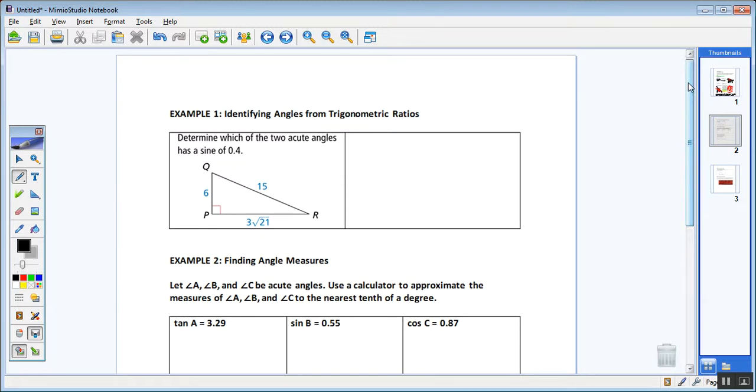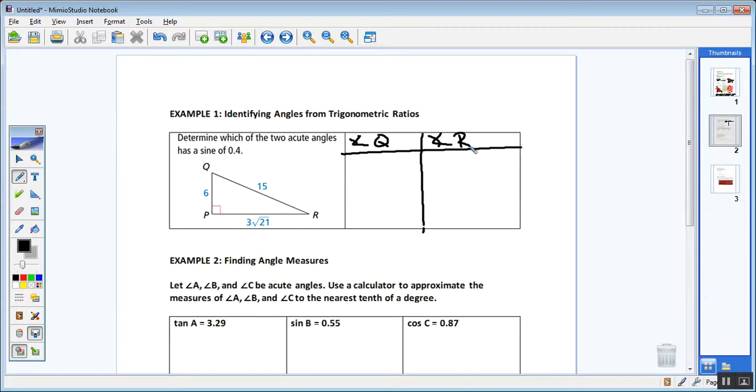Ooh, identifying angles from trig functions. All right. It says, determine which of the two acute angles has a sine of what, kids? Okay, well, first of all, my question is this. Which two angles are my acute angles? Q and R. Okay, Q and R. So I'm going to make a T chart right here. All right. Let's put angle Q up here. And let's put angle R right here. So we need to determine which angle, Q or angle R, has a sine value of what, kids? 0.4. All right, let's try this.